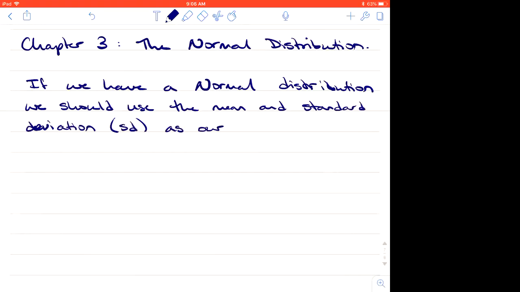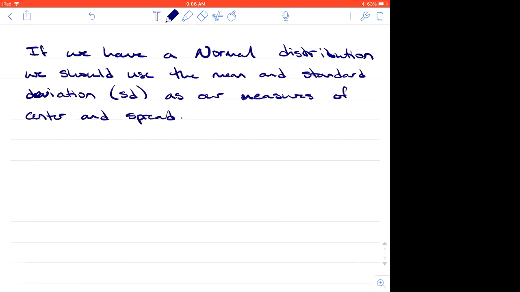As our measures of center and spread, right? If I'm asking you to just describe the distribution, then you just eyeball the center, check out the range, right? What are some reasonable values, right? But for our measures of center and spread, we use the mean and the standard deviation. Let's see.